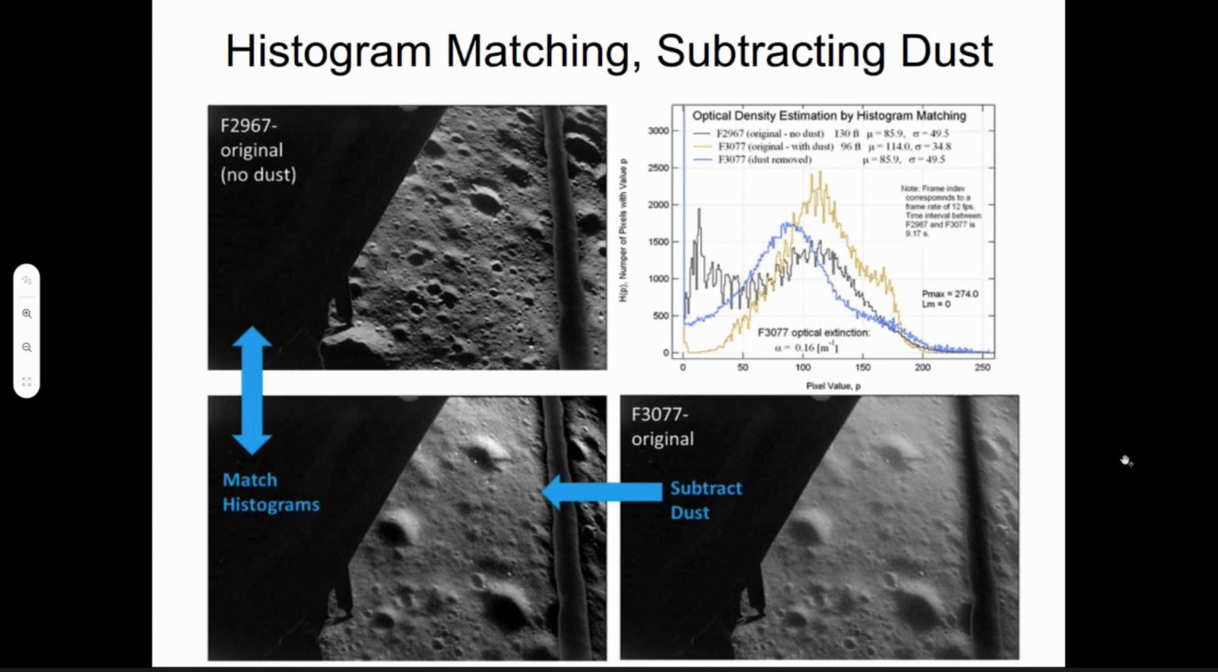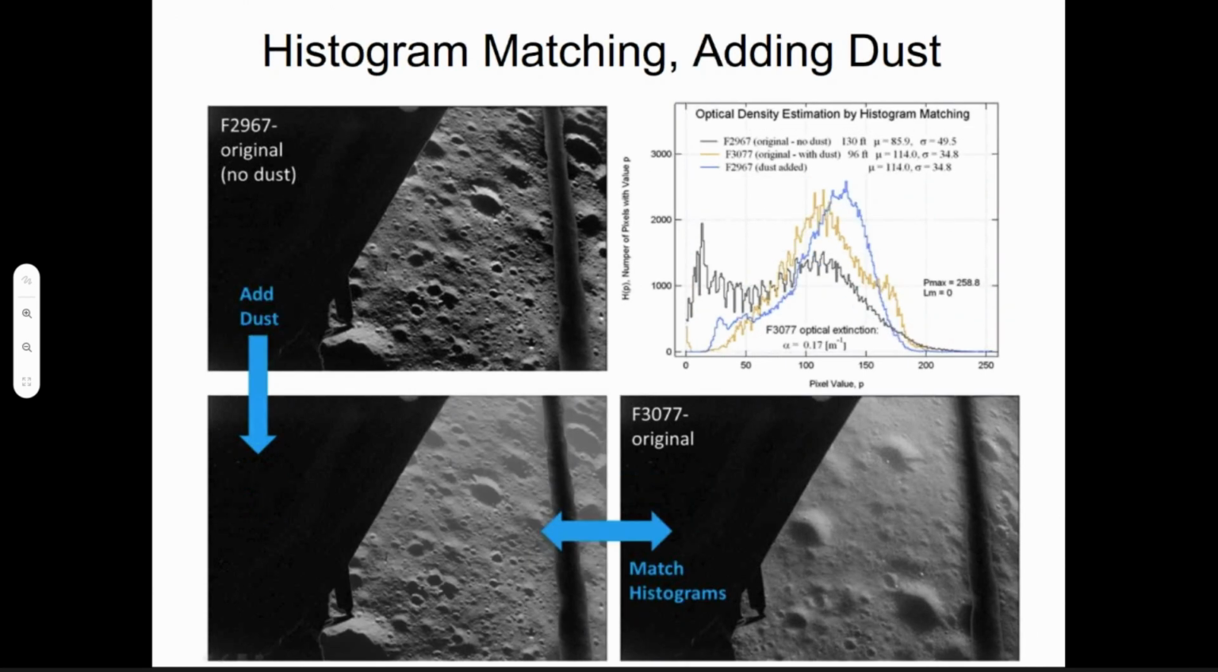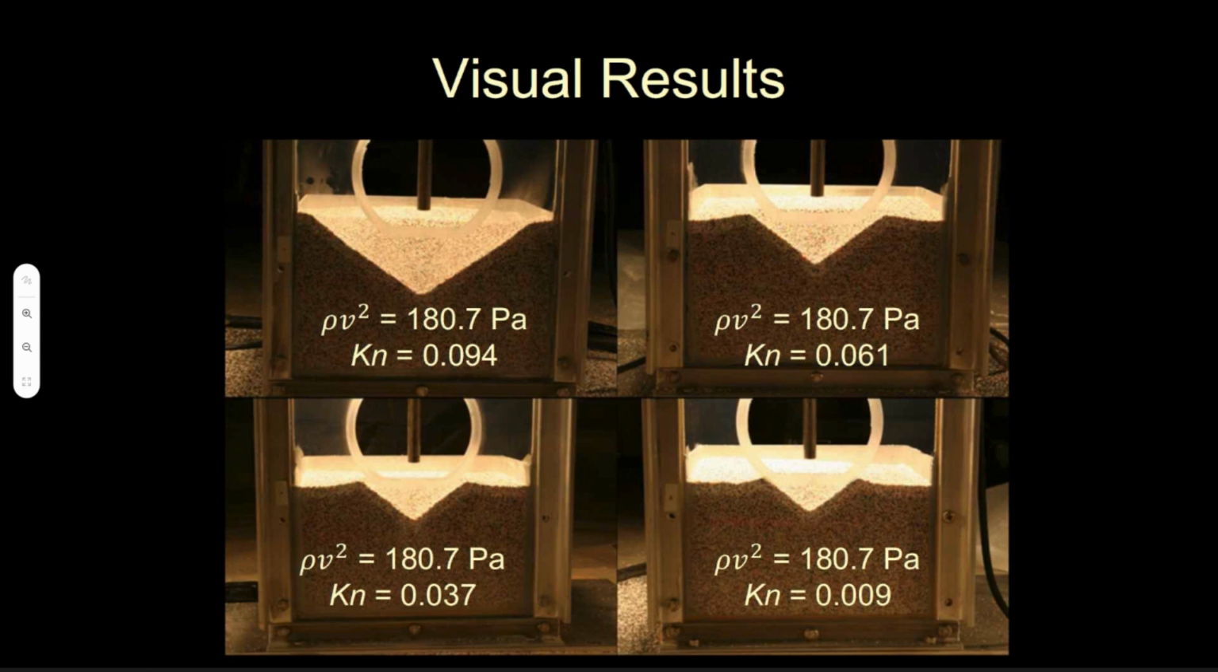You know, there's a lot of uncertainty in this. So I don't have time to go through the details, but we've used optical density techniques to measure the amount of dust in every frame of these videos. Next chart shows we can do it by synthetically adding or subtracting dust to the images to match the statistical properties of the video frames. Next chart. And that gives us an erosion rate equation for the lunar conditions.